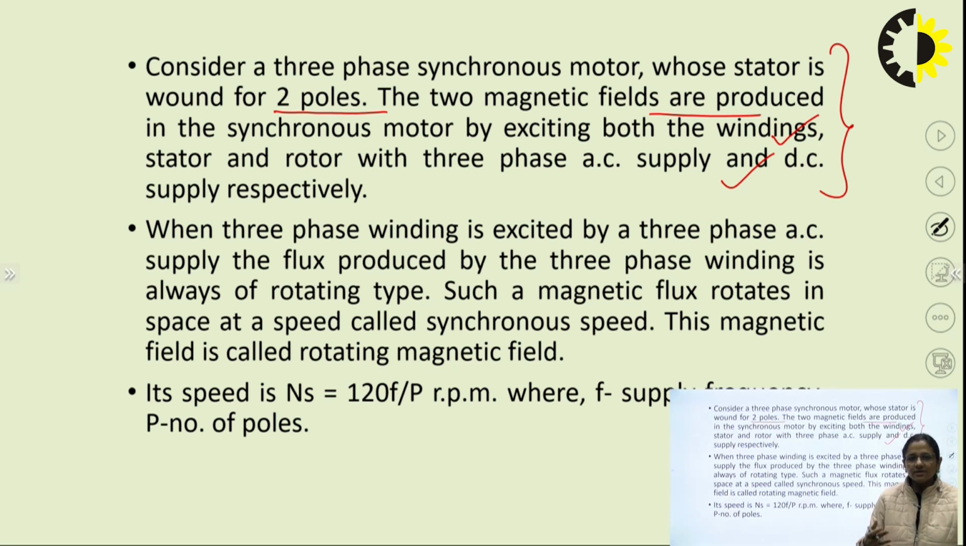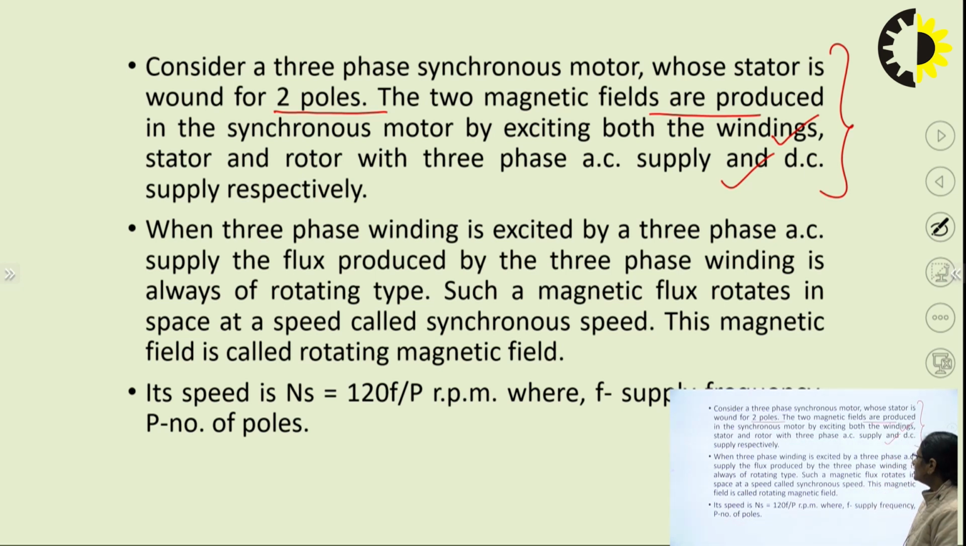Let us first just revise the construction of a three-phase synchronous machine. The three-phase synchronous machine consists of a stationary member and a rotating member, just like the other electromechanical energy conversion devices. The stationary member, which is the stator of the machine, carries the three-phase armature winding, and the rotating member, the rotor, carries the excitation winding or the field winding. The field winding is provided with DC supply, and the three-phase armature winding is provided with three-phase AC supply.